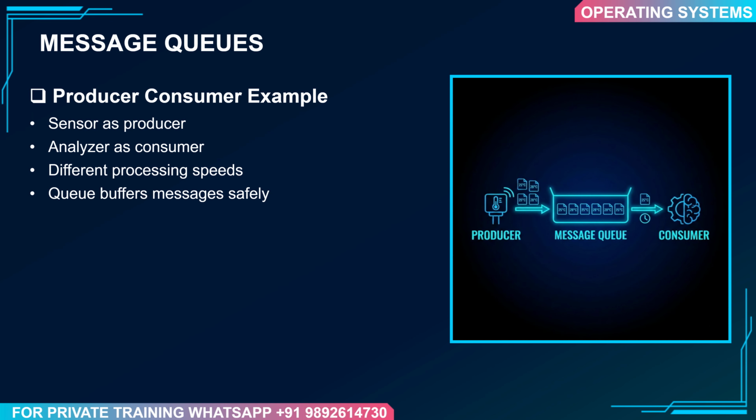Let us take an example from a producer-consumer scenario. Imagine a sensor application where one process collects temperature readings and another process analyzes them. The sensor process produces data at regular intervals. The analysis process may take longer to process each reading. A message queue fits perfectly here. The producer sends each temperature reading as a message to the queue. The consumer reads messages at its own pace. If the consumer is slow, messages wait safely in the queue. If the consumer is fast, it simply reads messages as soon as they arrive.